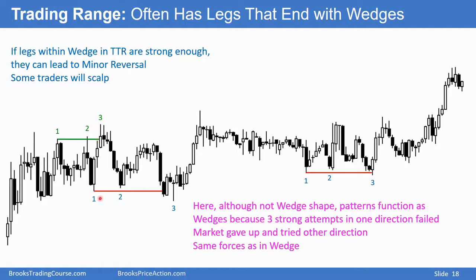None of these has a wedge shape, but they all function as a wedge. The market made 3 strong attempts to go one way, and the breakout failed. The market gave up and tried the other direction. The same forces as in a wedge, but here the patterns are small and sideways. They're minor reversals leading to scalps.